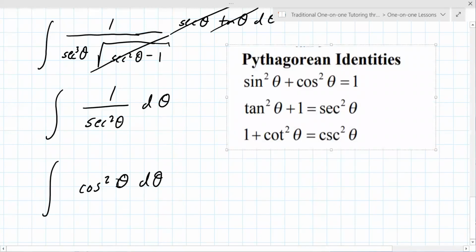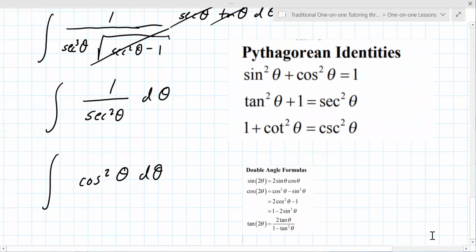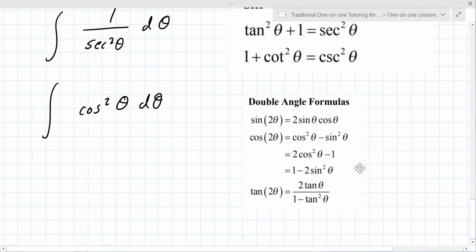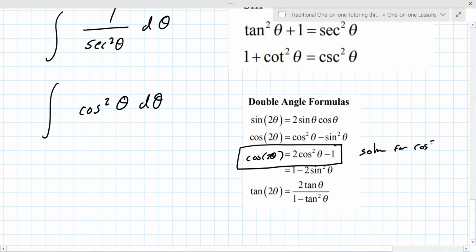Now you get down to this and you feel really good, but if you don't know the double angle formulas, which I'm about to snip in, you have no chance to do this. There are double angle formulas for sine, cosine, and tangent, and that's what we're going to use here. This third line, cosine of 2 theta equals 2 cosine squared theta minus 1, is the one we're going to use. We're going to solve for cosine squared theta in this line.